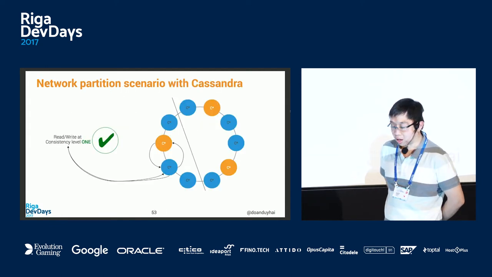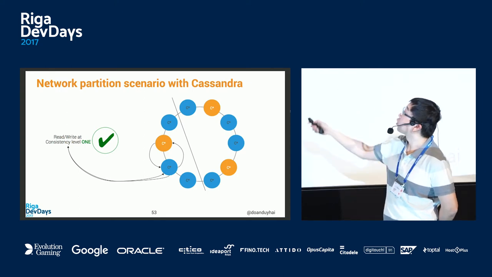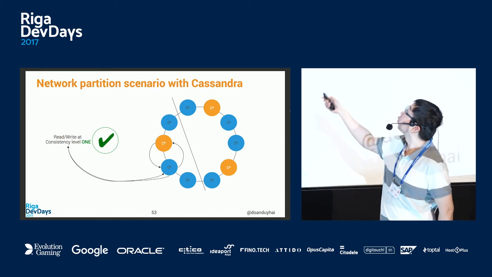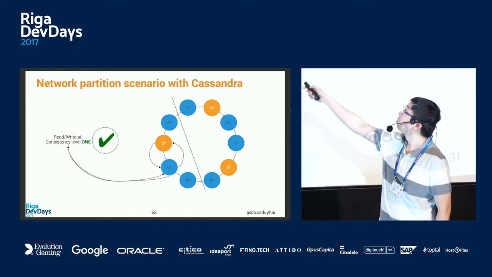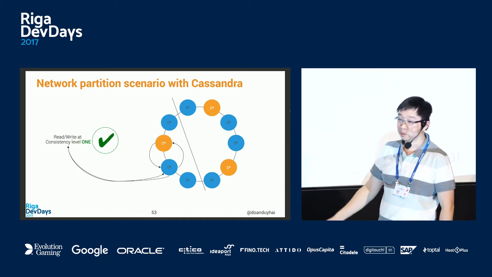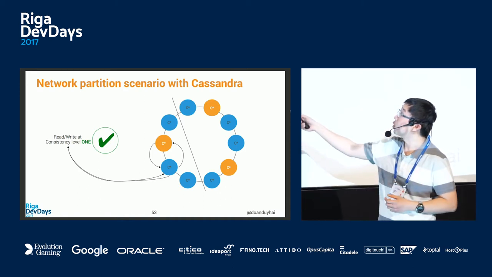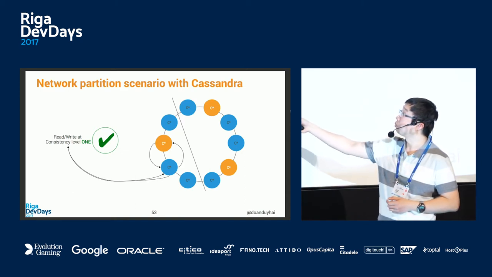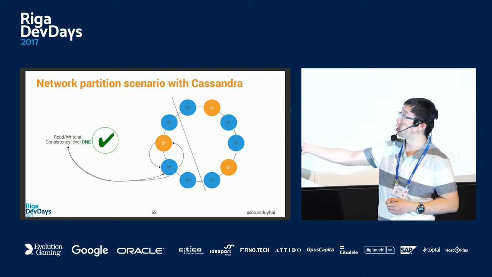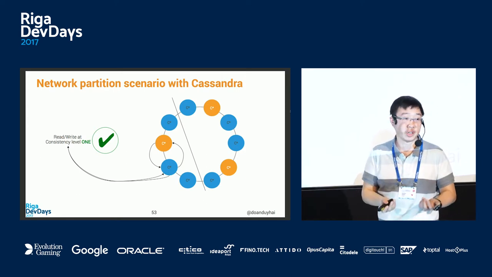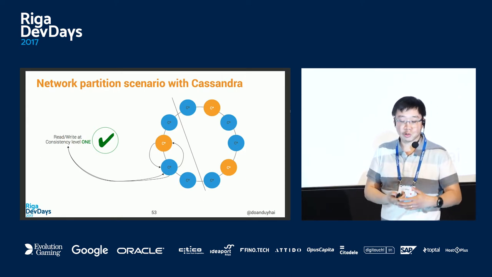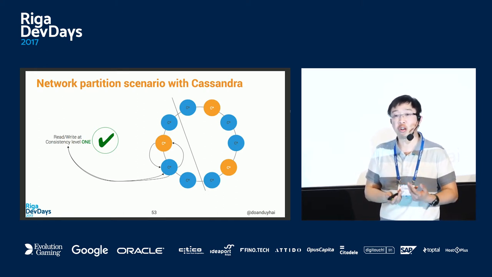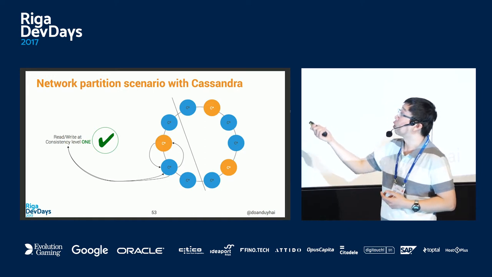This is a cluster of Cassandra. You have some machines, and you have three copies of your data here, 1, 2, 3. You have a network partition, and your client is connecting from this side of the network partition. If you use consistency level 1, of course, you can reach one copy of your data, so you still have high availability. If you use consistency level quorum, which means that you need at least a majority of your copies, well, it is not possible from this side.